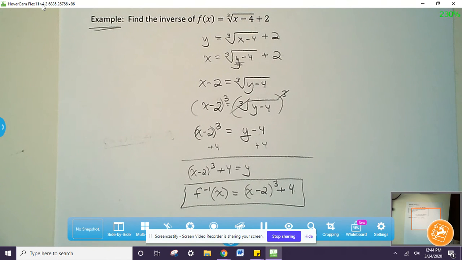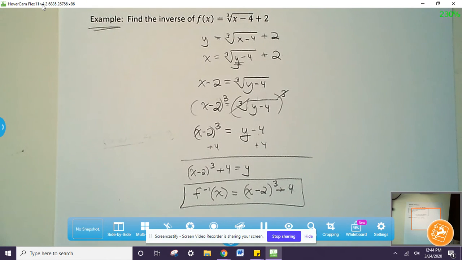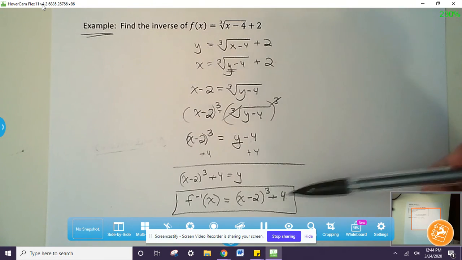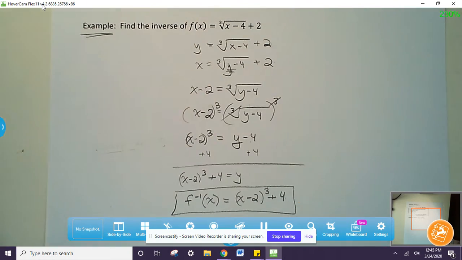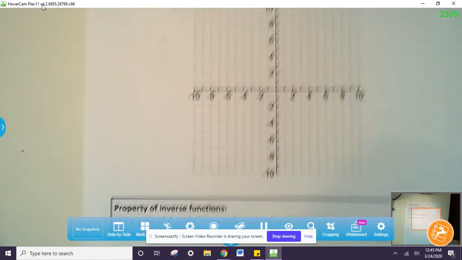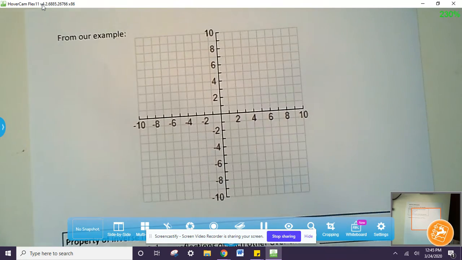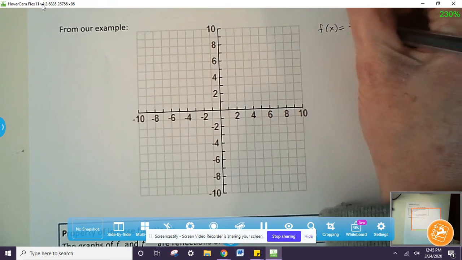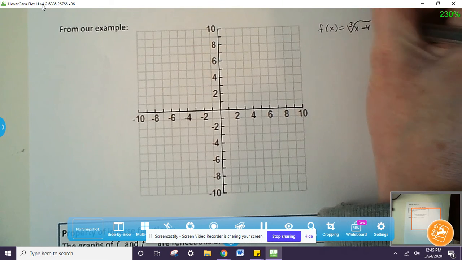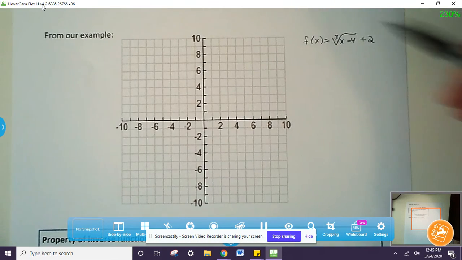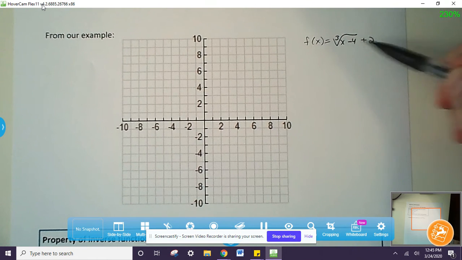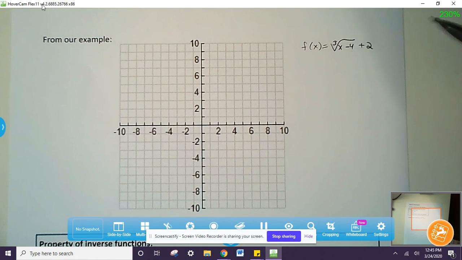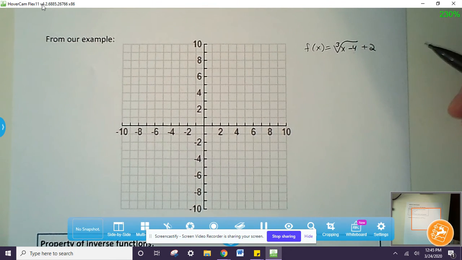So now that we found our inverse, what I would like us to do is graph the original function and the inverse on the same plane. For the function f of x, that's cube root of x minus 4, plus 2. That is your cube root graph. Move 4 to the right and up 2. Now, I know that you know how to graph that, but just to save us some time, I'm going to tell us the points to use.